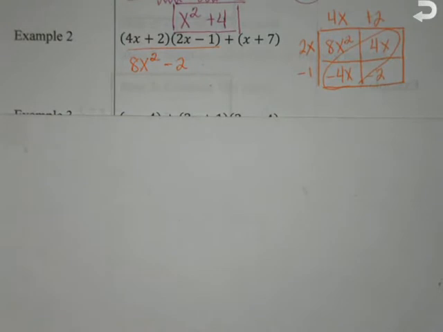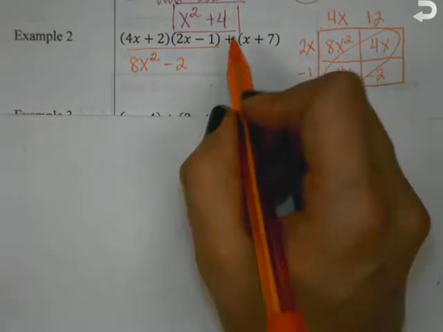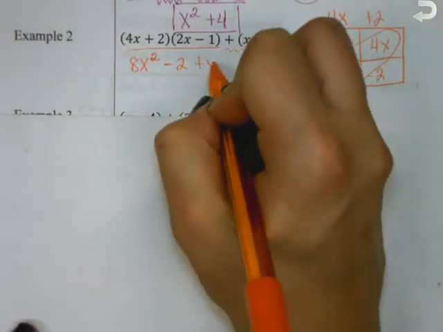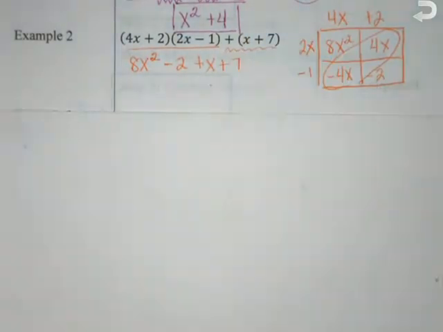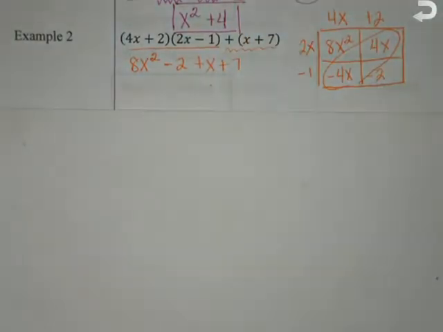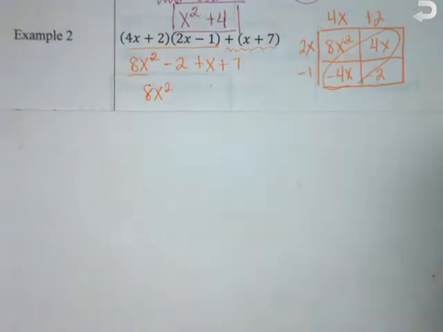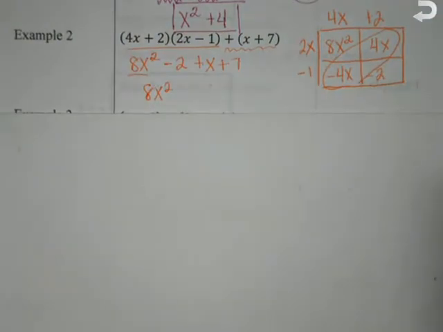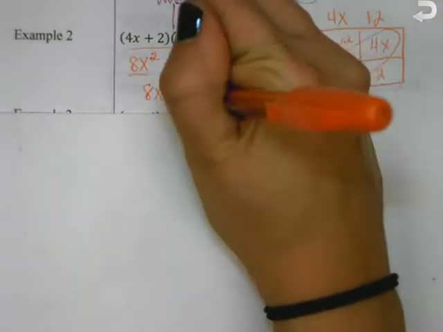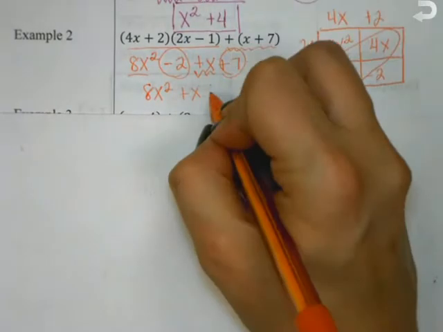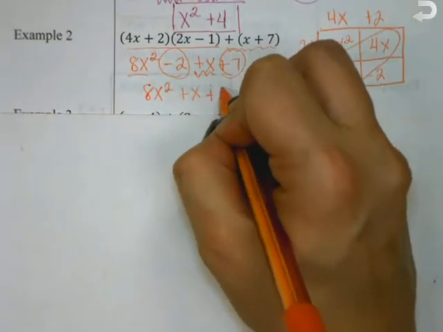Okay, and then what do I do with this plus x plus 7? Bring it down. Alright, now what can I do? Combine like terms. So 8x squared doesn't have any like terms. Plus x doesn't have any like terms. And negative 2 plus 7 gives me positive 5. And that's my answer.